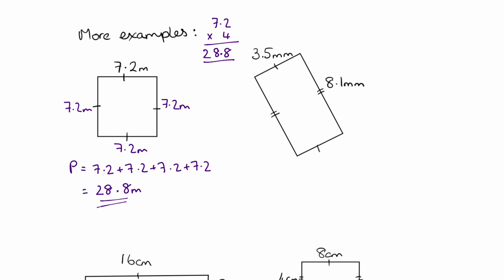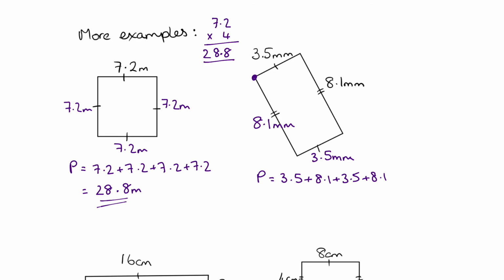Okay. In the next shape, we can see that we've got 1 dash on that side and 1 dash on that side. So that means that this side's 3.5 millimetres as well. And then we've got 2 dashes on that side and 2 dashes on that side, which means that this length is 8.1 millimetres. Okay, so the perimeter, start here, is going to be 3.5, add 8.1, add 3.5, add 8.1.